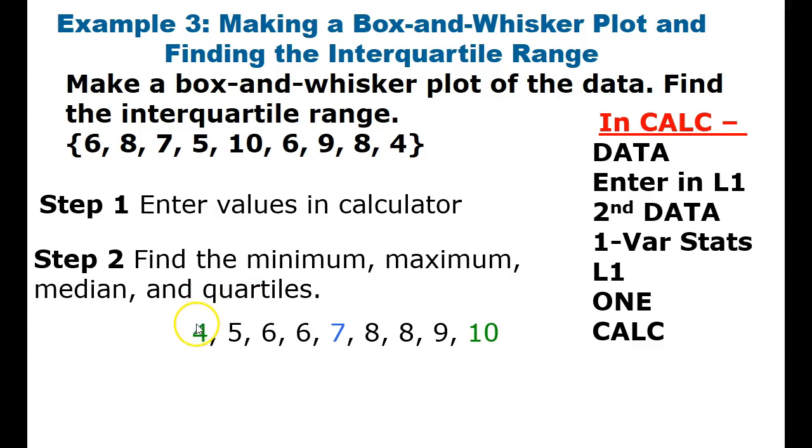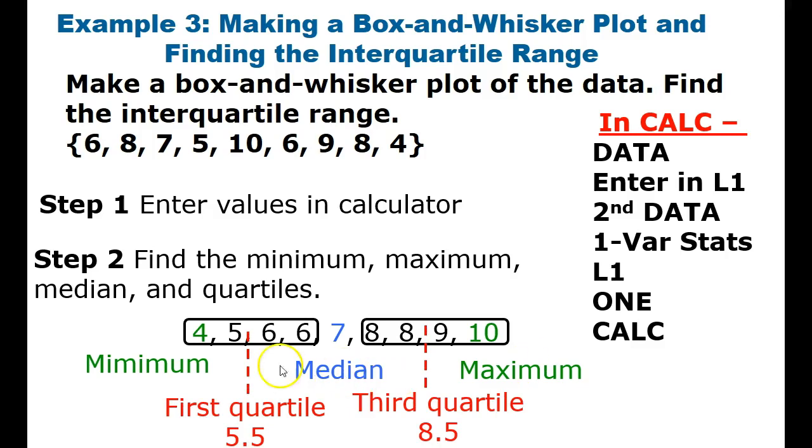So the minimum is 4, maximum is 10. 7 is the middle number. Remember, when we have one middle number, we don't use it when we look at the bottom half and the top half. So this is our bottom half here from 4 to 6, and our top half is from 8 to 10. We've got to find the middle of each of those to find our quartiles.